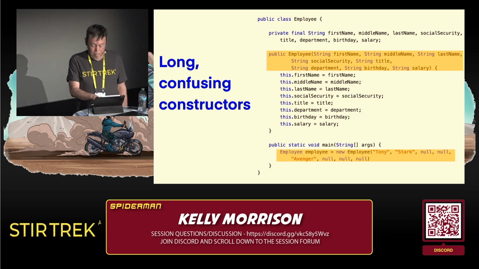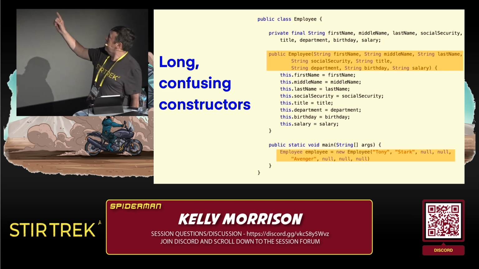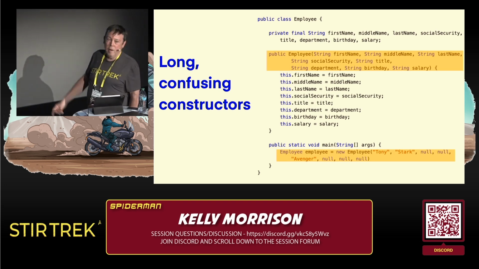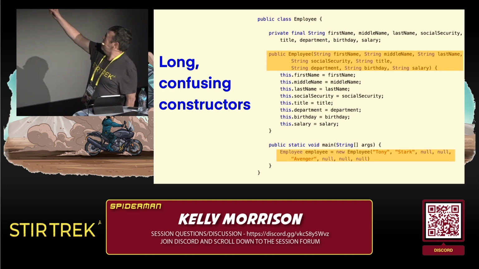If you look at the bottom in the main method where I try to create an employee, you can see I put in Tony Stark, Avenger, but there's a lot of nulls there. And if you were unfamiliar with this code base, you'd be looking at those nulls and thinking, what is that? Should I have something there? Is it okay to pass null? So it's not clear. So this is a problem. And there's also a bug here. Can anybody tell me what it is?